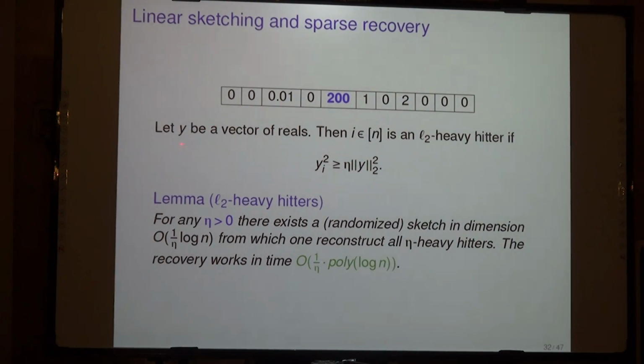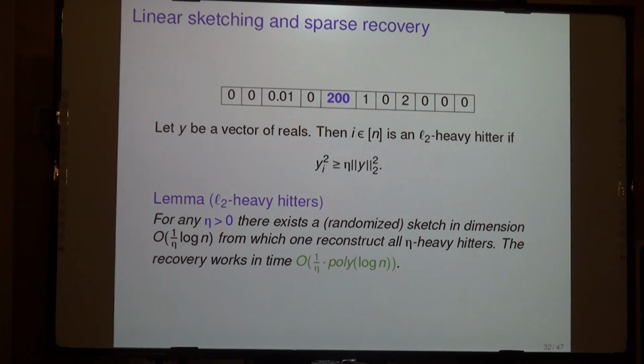Okay. So suppose that I have a vector y of reals, and look at one coordinate i in this vector. We say that this coordinate is an L2 heavy hitter with parameter eta if the square of this coordinate is at least an eta fraction of the entire L2 squared mass. Basically, in the first couple of lectures, we showed that for any parameter eta, there exists a randomized linear sketch in dimension about 1 over eta log n that will let us reconstruct all the eta heavy hitters. How does that work? Well, remember we were repeating something log n times and we were hashing into B buckets. Well, you would need to hash into 1 over eta buckets. And the same analysis will go through.